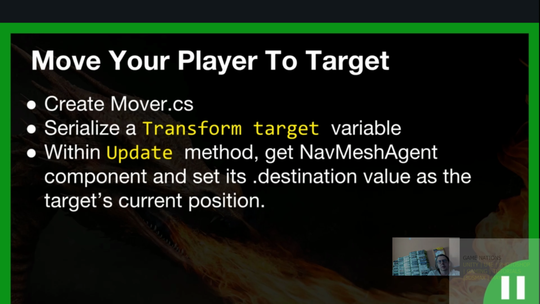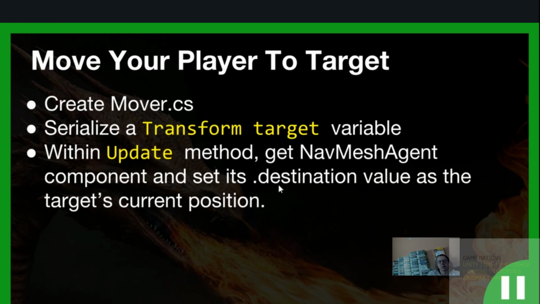And then within the update method, you're going to have one line where we want to get the nav mesh agent component, so get component, and set its .destination value as the target's current position. Okay, so if you're feeling a little bit advanced, that's the challenge. It's a good intermediate challenge for an intermediate course, starting off with something meaty, hopefully.